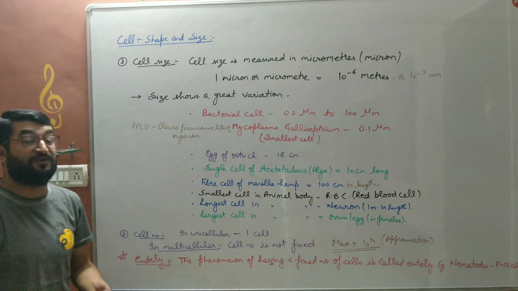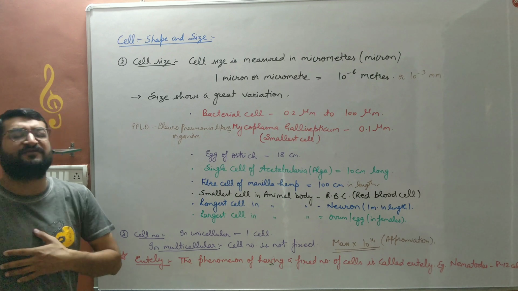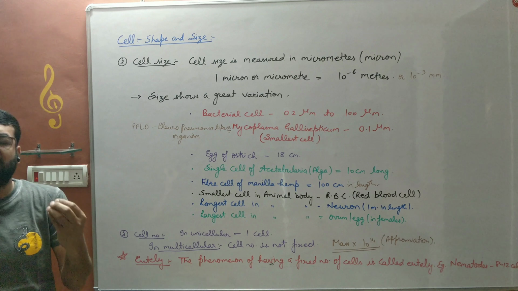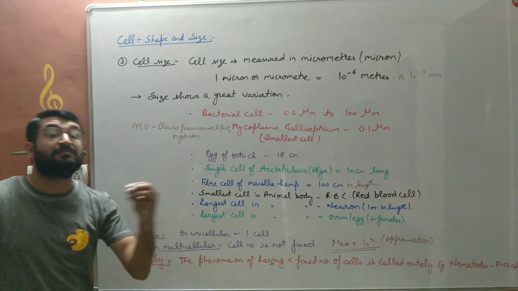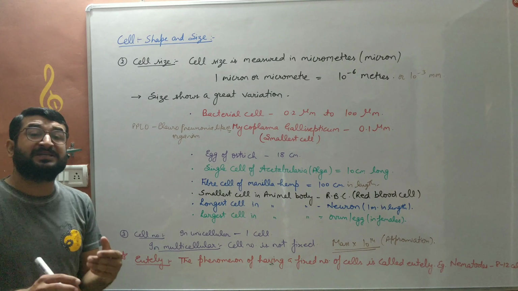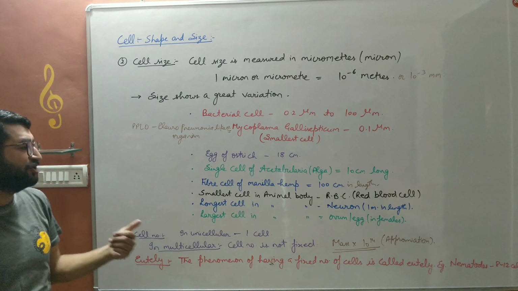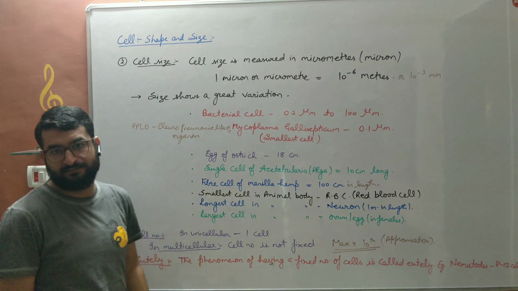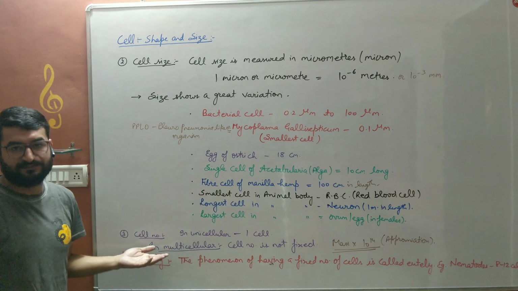We get an approximation of our number of cells. For example, if someone has a mass of 80 kg, then the approximate number of cells in that organism is 80 multiplied by 10 raised to the power 14. If someone has a mass of 50 kg, then the approximate number of cells is 50 multiplied by 10 raised to the power 14. And this is in the case of humans.